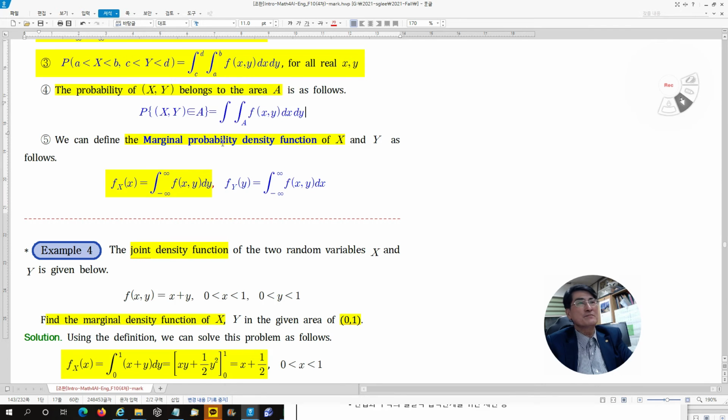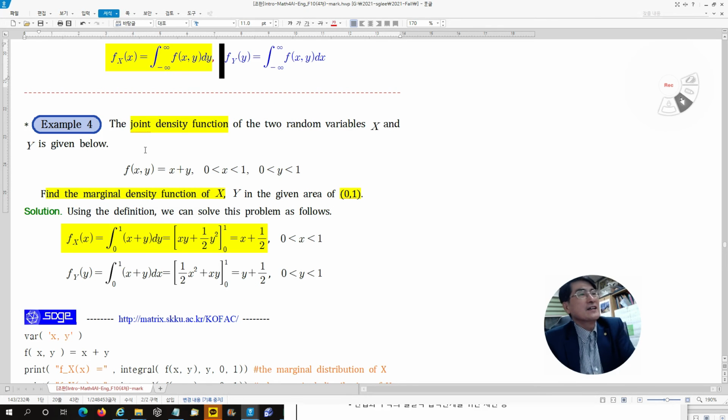And the marginal probability density function of x, f sub X of x, can be found by integrating this with respect to y. Then that gives the marginal probability density function of x. And if we integrate f of x, y with respect to x from negative infinity to infinity, then this gives us the marginal probability density function of y.